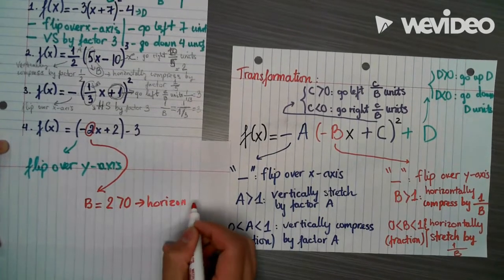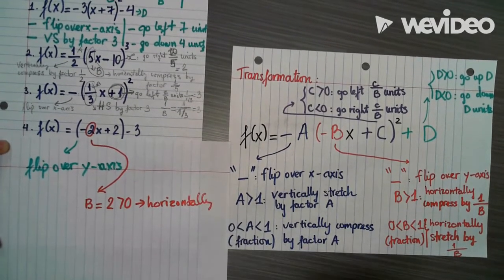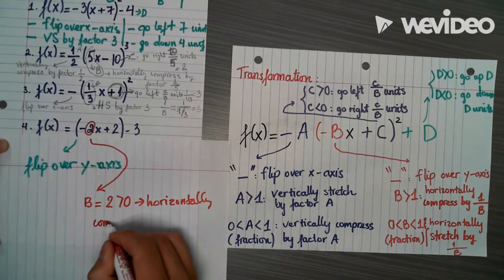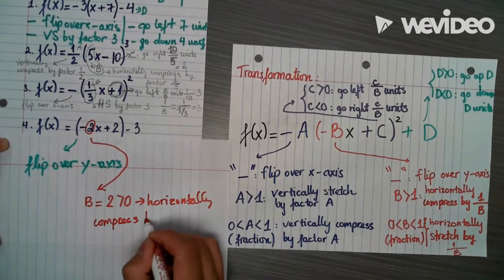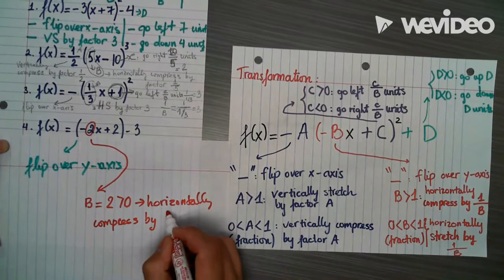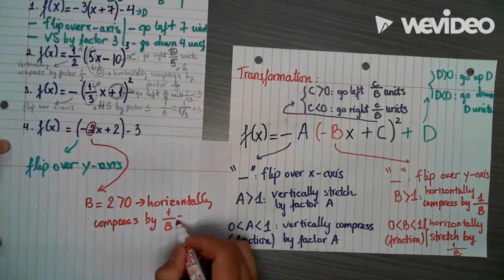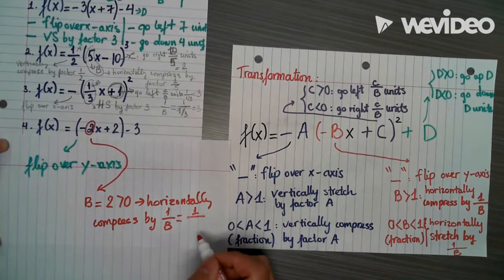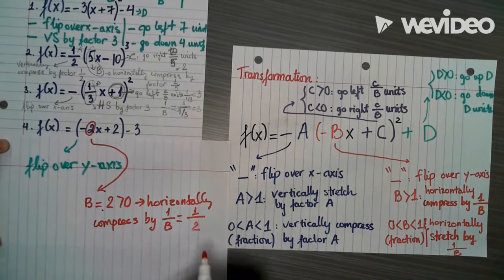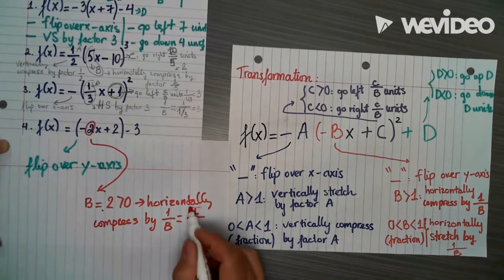So we just say horizontally compress, right, by 1 over B. Right, 1 is 1. B, what is my B? B is 2, so 1/2, right? By factor 1/2.